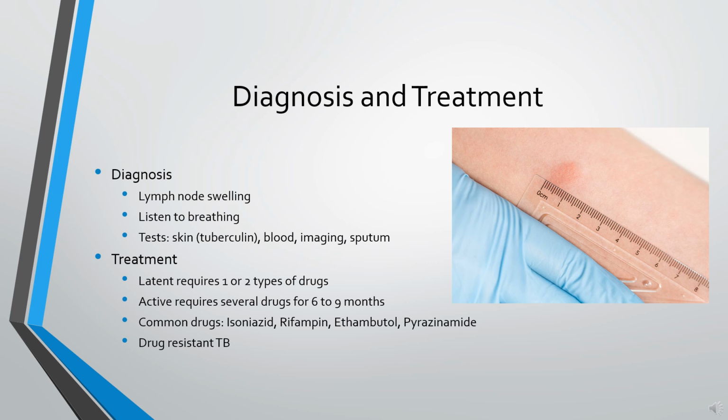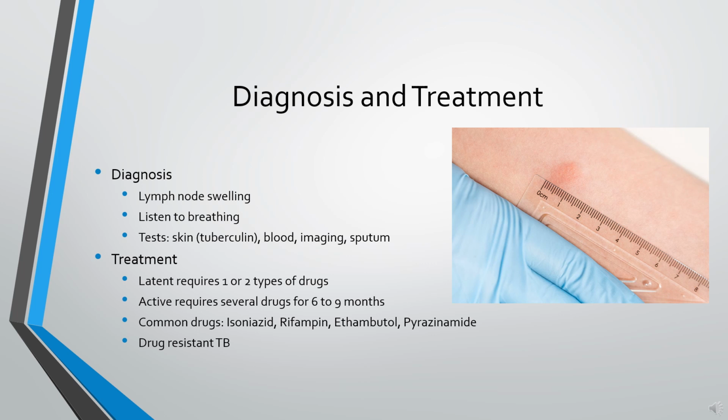There are a number of ways that physicians can diagnose an active infection with Mycobacterium tuberculosis. After checking for lymph node swelling and listening to a patient's breathing, several diagnostic tests are available to confirm a TB diagnosis. In the skin test, tuberculin is injected into the forearm. A hard, raised red bump indicates that you likely have a TB infection, with size being an indicator of significance. Blood, imaging, and sputum tests can be used to further confirm a TB diagnosis.